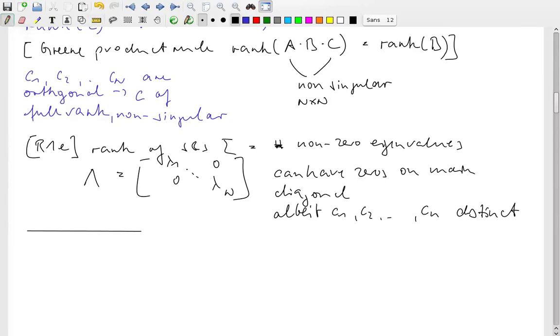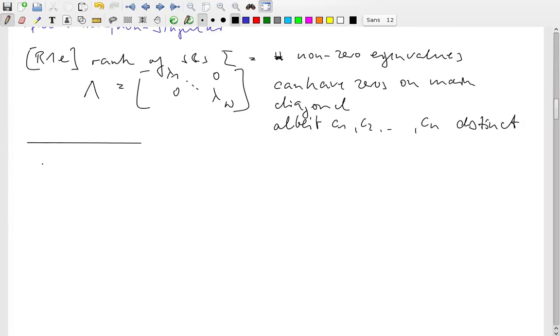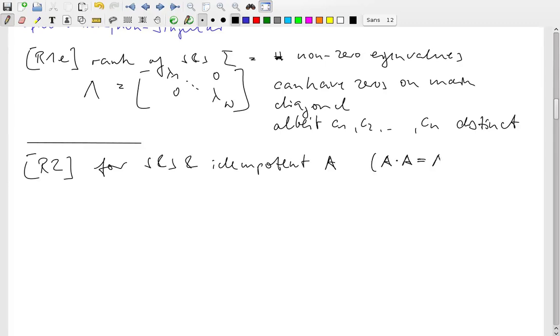I now turn to the results indexed R2, and these R2 results are concerned with symmetric and square matrices again, but matrices which are also idempotent. So we call these matrices A, symmetric and square and idempotent matrices for our purposes, and these matrices have the property that when you multiply them with each other, you get the matrix again. Okay, now result R2a.